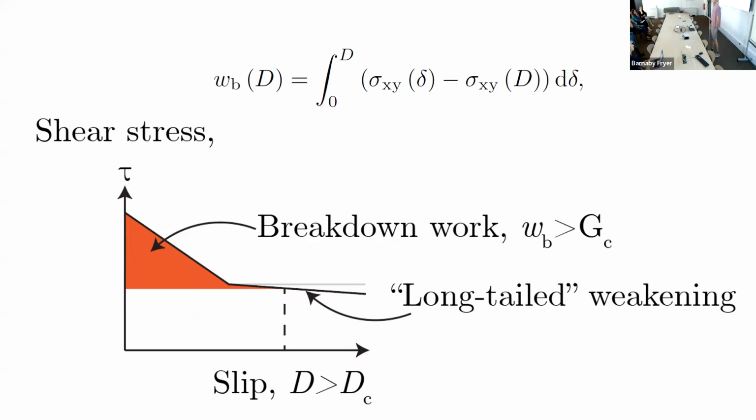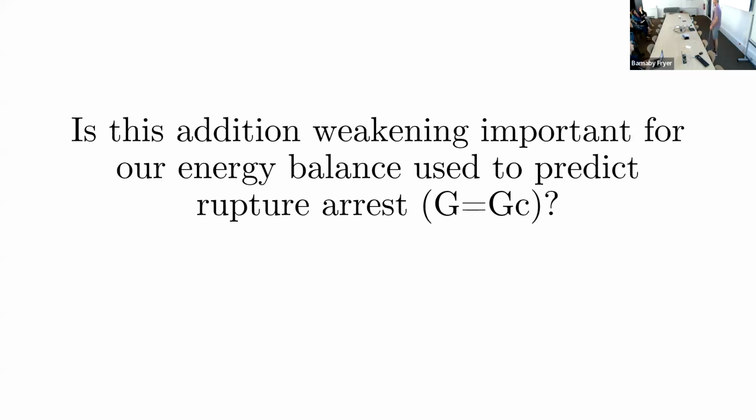And this brings up a question: is this additional weakening that's happening after DC important for energy balance? I was using energy balance earlier to say that the energy flux and the fracture energy need to be equal when you have the arrest. But is this additional weakening to be considered in this energy balance or not?